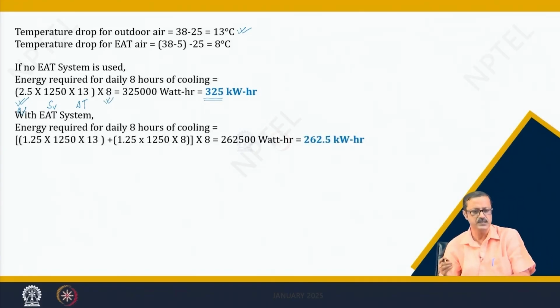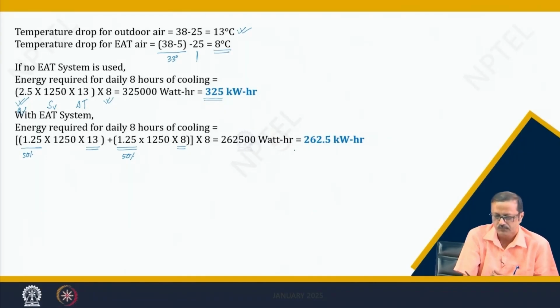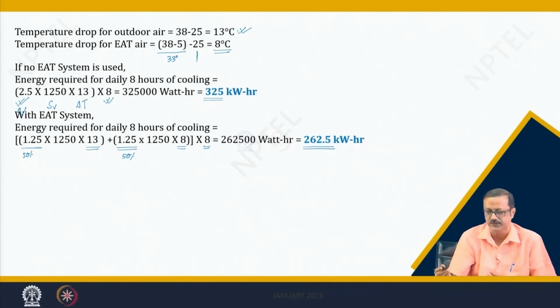But if you are using an EAT system, then 50% of the flow will have a 13 degree drop, and the other 50% of overall will have an 8 degree drop. Why 8 degree? Because the EAT temperature is now down to 33 degree and your set point temperature is 25. So, there is an 8 degree drop. It is working for 8 hours, so your expenditure will be around 262.5 kilowatt hour.